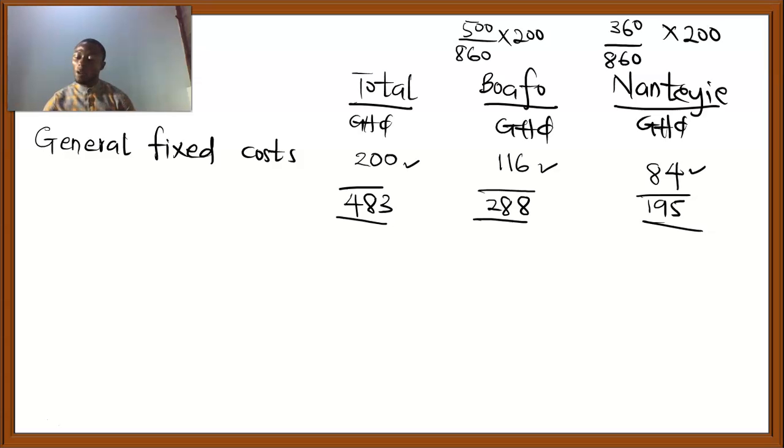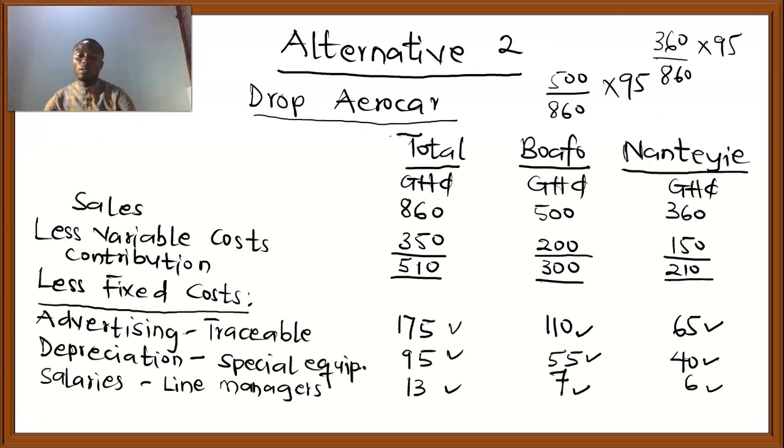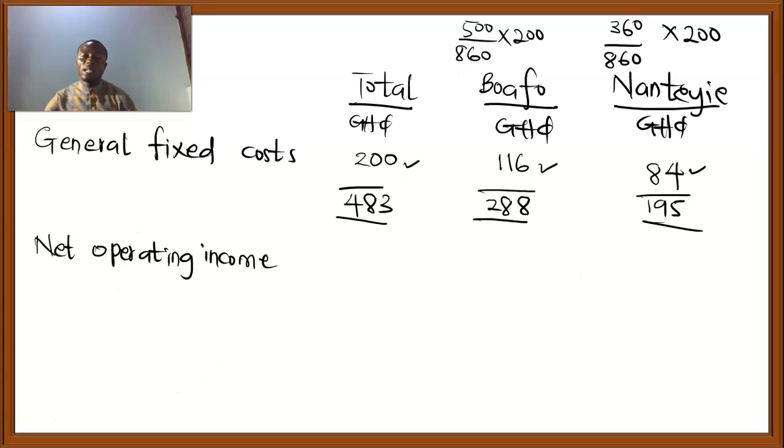So now we determine the net operating income. We are going to determine it by subtracting the total fixed cost from the total contribution. So now we have a total contribution of 510. Let's subtract the total fixed cost of 483 from that, and that gives us an amount of 27.